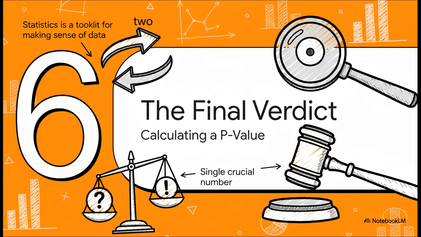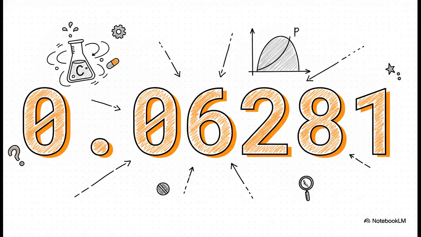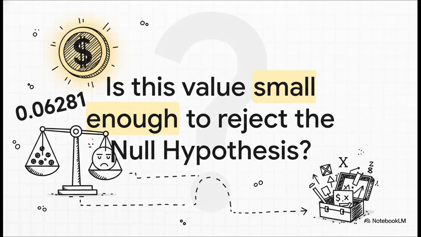Well, it all comes down to one single, super important number. In a real study looking at a cholesterol therapy, after all the data was collected and all the math was done, this number popped out of the computer. This is the famous, and let's be honest, often misunderstood, p-value. And this, right here, is the million-dollar question. Is that number, 0.06281, small enough for us to reject the skeptic who says the therapy does nothing? What does this number even mean?